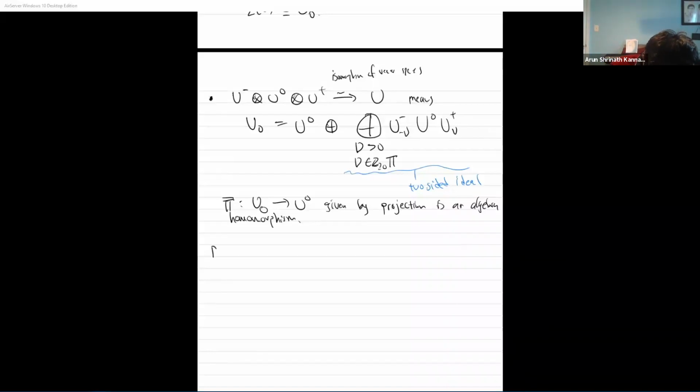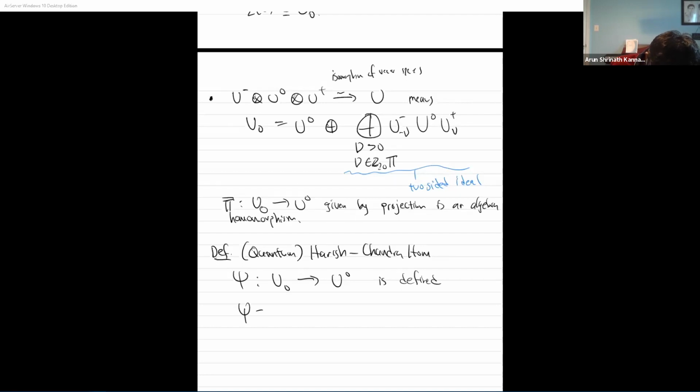So we define the quantum... I don't know if this is standard terminology, but Harish-Chandra homomorphism, which I'll also denote by psi, because we won't refer to the classical case again, by composing the projection map with this gamma specialized at minus rho. Okay, and so now we can state our main theorem.